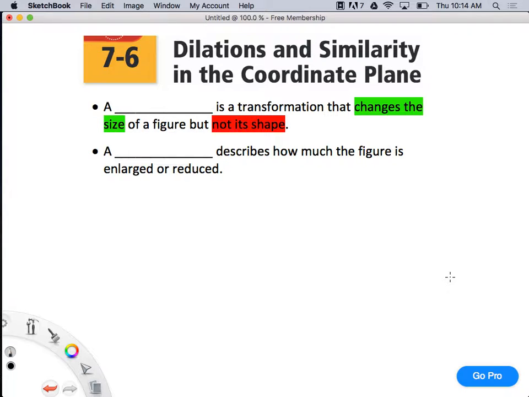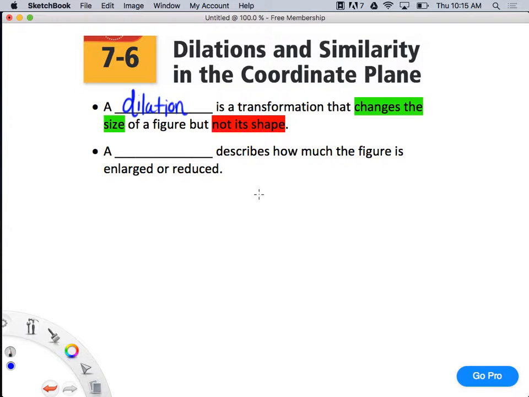So what is a dilation? Well, a dilation is a transformation that changes the size of a figure, but not its shape. So go ahead in that first blank and write dilation. Remember we started learning about dilations, right? The pupil is getting bigger or smaller, so we're changing the size, but not its shape.